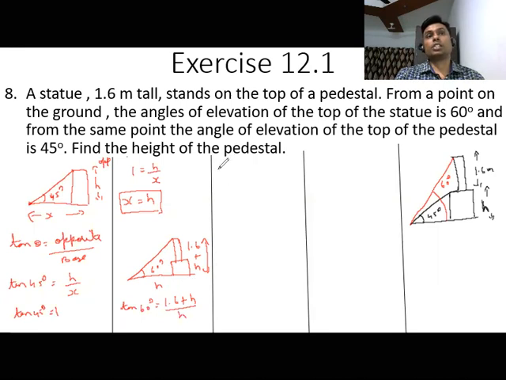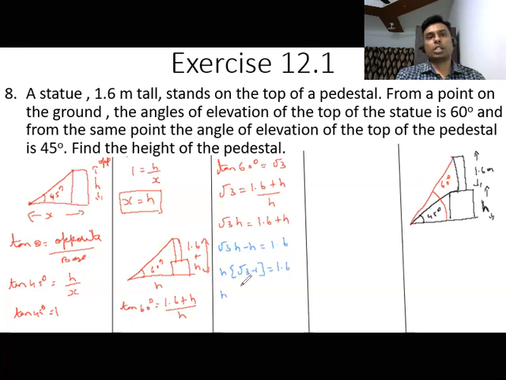Tan 60 degrees is root 3. So we have root 3 is equal to 1.6 plus h by h. Cross multiply. Root 3 h is equal to 1.6 plus h. Bring h on the other side. I will have root 3 h minus h is equal to 1.6. h is common. I'm left with h times root 3 minus 1 is equal to 1.6, or h is 1.6 by root 3 minus 1. This is the height of the pedestal.